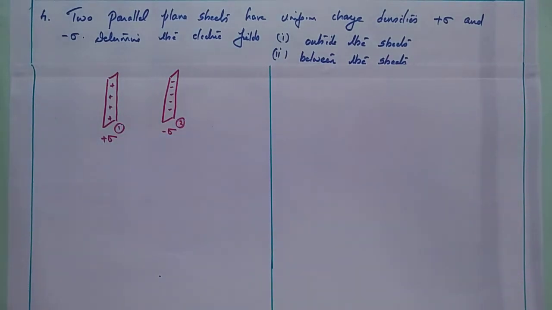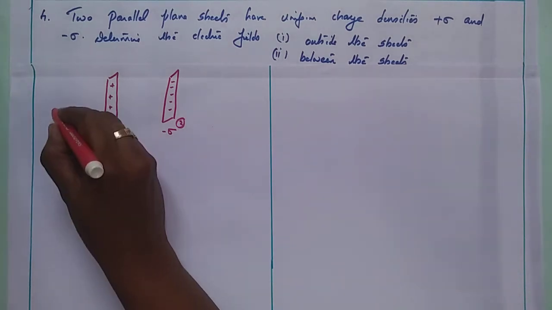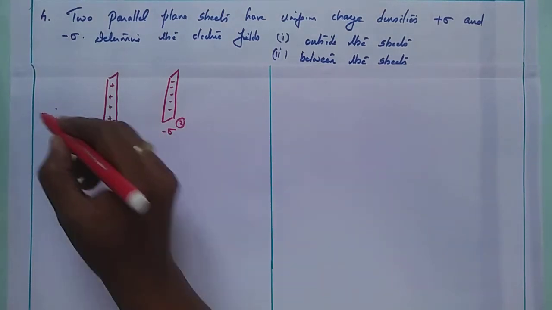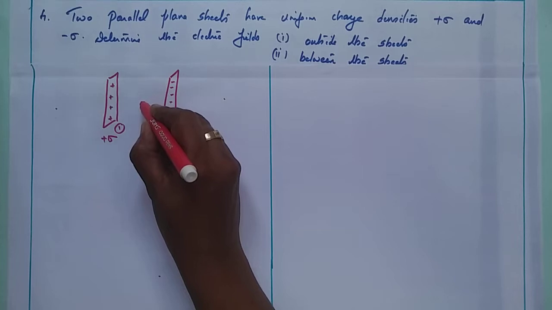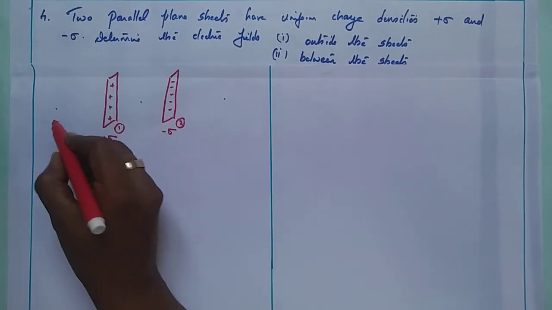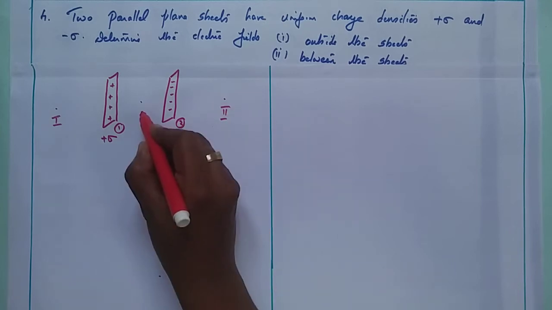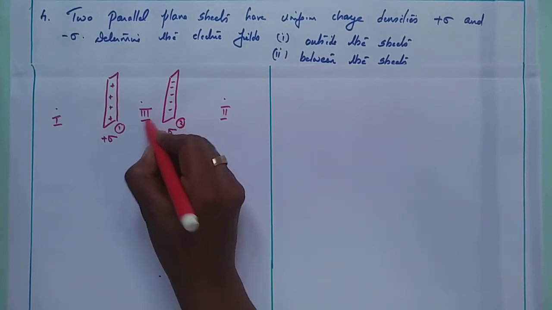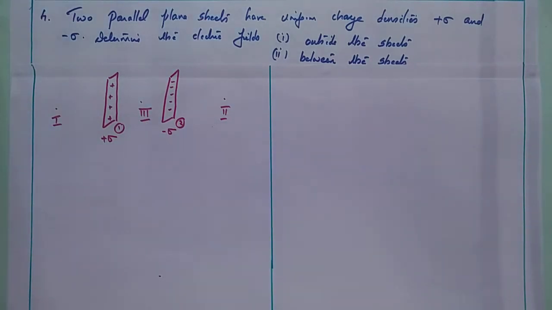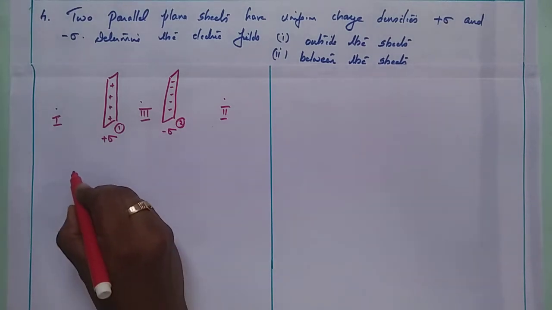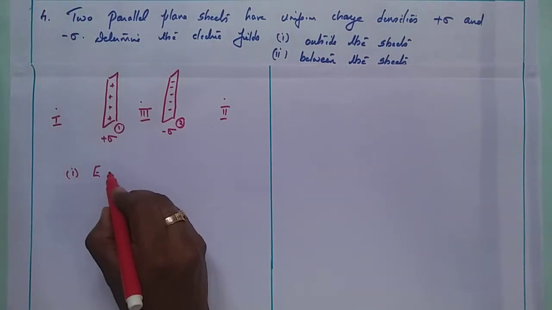We have to find the electric field outside the sheets. That means we have to find the electric field outside the two sheets and in between the sheets. Here let the point be 1, here the point be 2 and here the point be 3. We have to find the electric fields at all three points. So first one, outside the sheets.